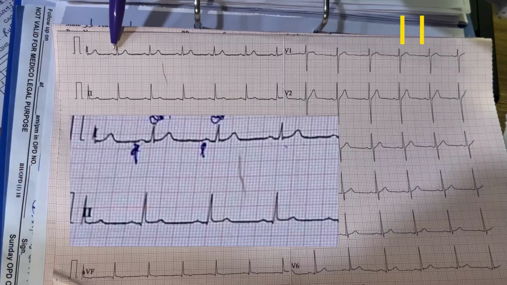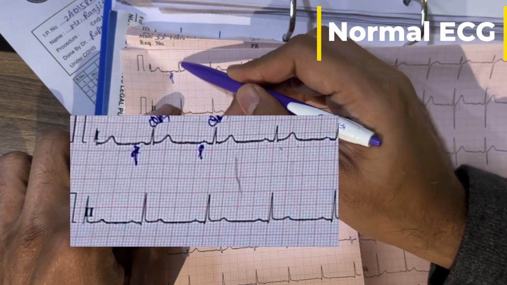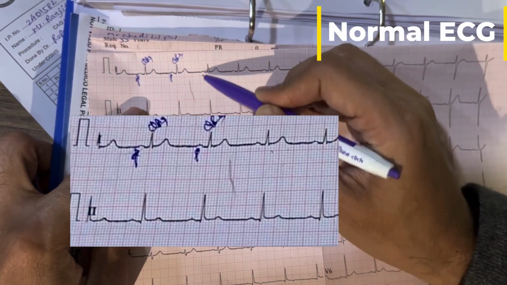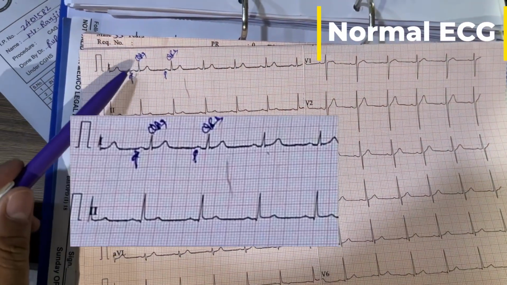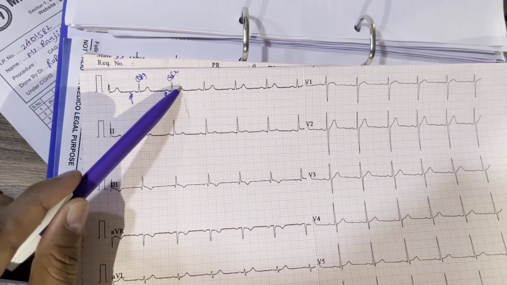You can see a P wave. You can see the narrow P wave. This one is P and this is QRS complex. This is P and this is QRS. So every P wave is followed by a QRS complex. You can see a P wave is followed by QRS complex and then a T wave.